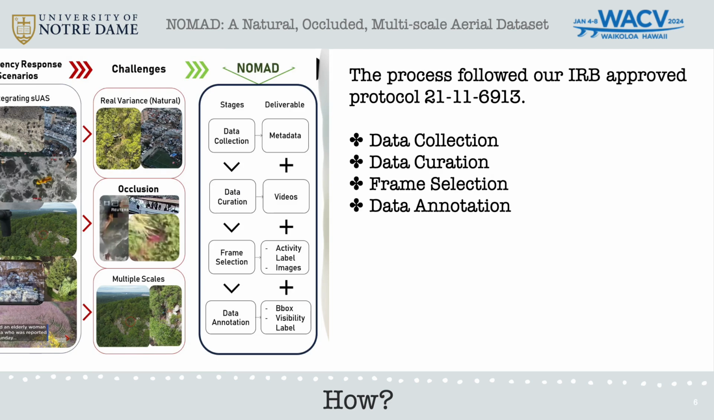Now, building NOMAD involves several stages, from data collection to data annotation, each stage providing additional deliverables. Following our IRB-approved protocol, all participants are at least 18 years old, with the recruitment process done with the goal of achieving a diverse population. Additionally, filming locations were used with prior approval from owners and all responsible agencies.